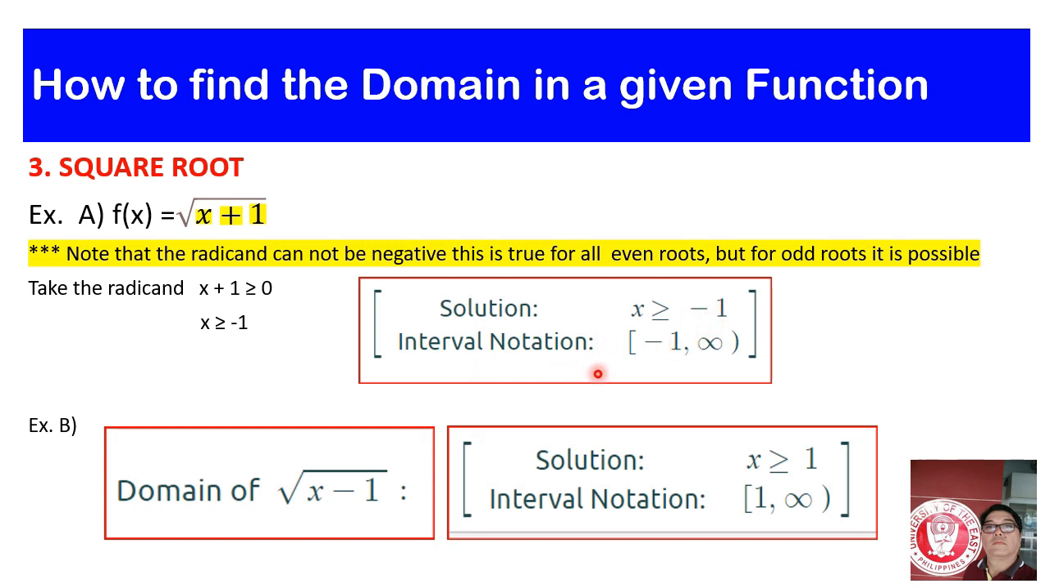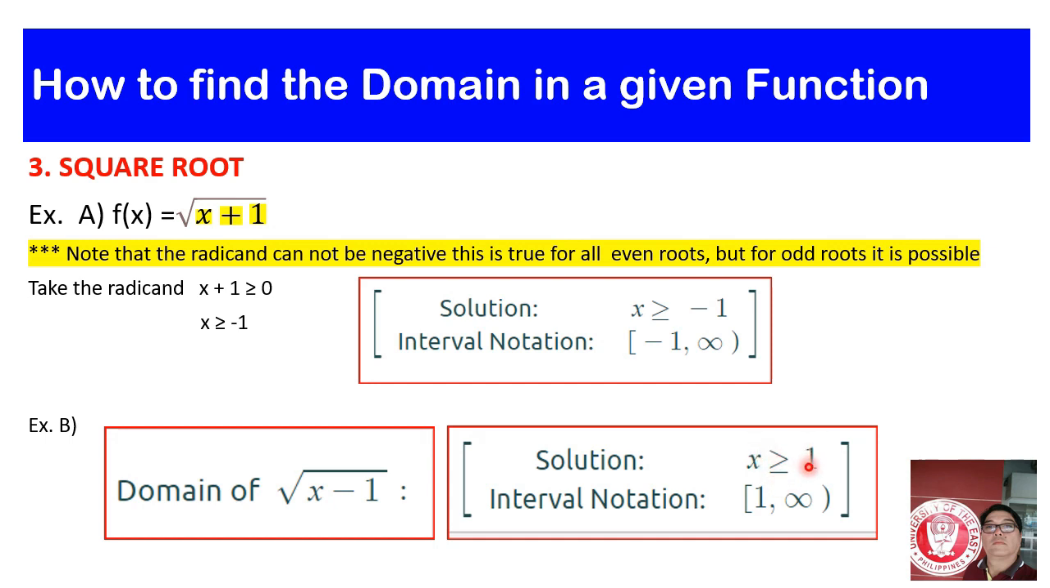Or sa interval notation, edi yung negative 1 kasali kasi meron pong equality sign. Edi bracket po tayo doon, negative 1 to positive infinity. Yung positive infinity, automatic yon, parenthesis lang po yun. Ano? Ngayon, paano naman? Domain, x minus 1. Ganun din ang mangyayari. No? Kukunin mo itong radicand, x minus 1 must be greater or equal to 0. And then, kapag pinlus mo on both sides of the equation, ang mangyayari po, x must be greater or equal to positive 1 naman.